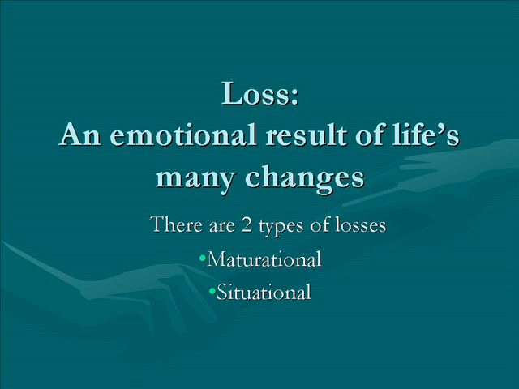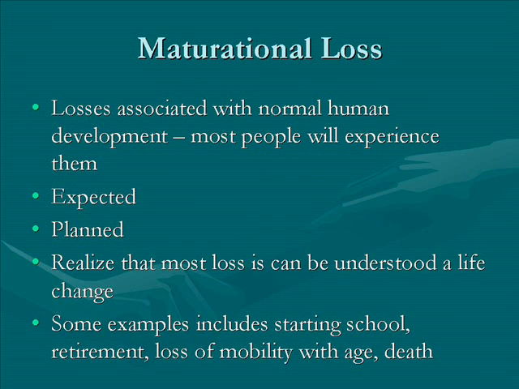Loss can be understood as an emotional result of life's many changes. There are two types of loss: maturational and situational. Maturational losses are losses that are associated with normal human development, and most people will experience them within their lifetime. They typically are expected and usually can be planned for.